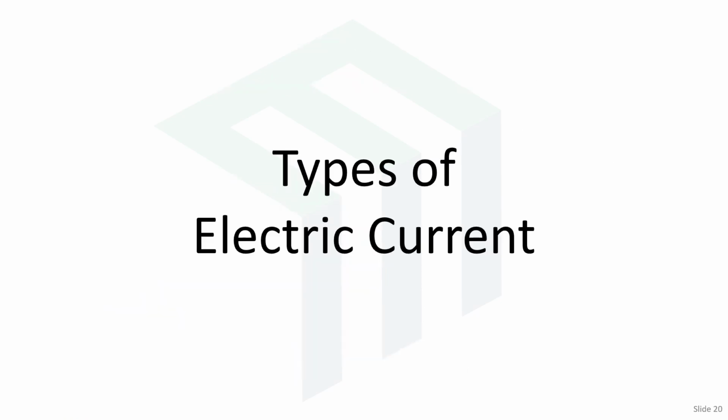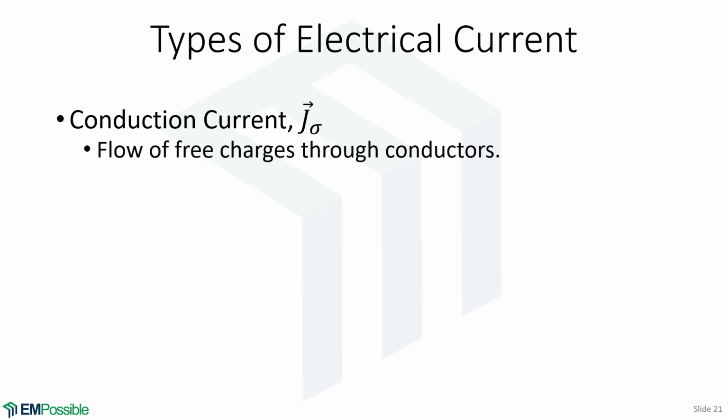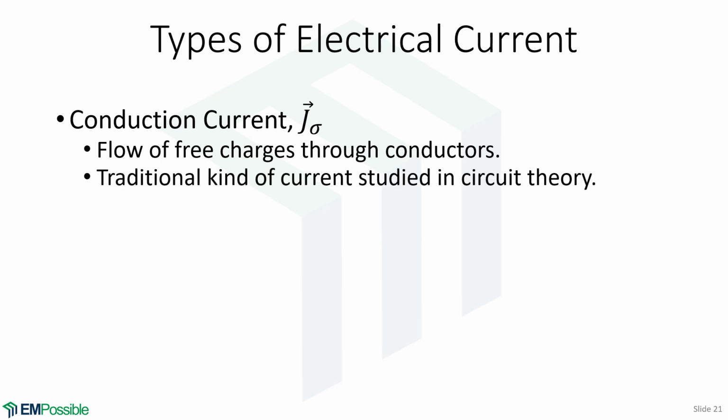Types of electric current. It turns out there's 3 major types of electrical current. Let's talk about these. The first, and probably the one you're most familiar with, is called the conduction current. And so we'll write this with a lowercase sigma to remind us that if a material is conductive, this is the type of electrical current that will allow. So it's the flow of free charges through conductors. This is the kind of current that you studied in circuit theory and why I think this is the most familiar one to you, but it is not the only type of electrical current.